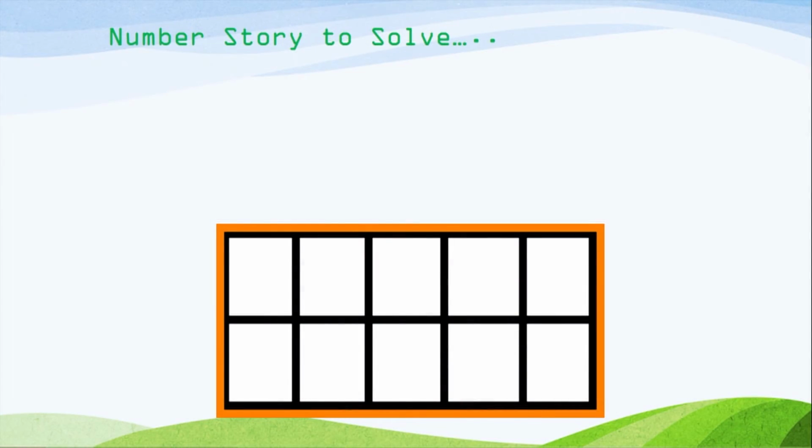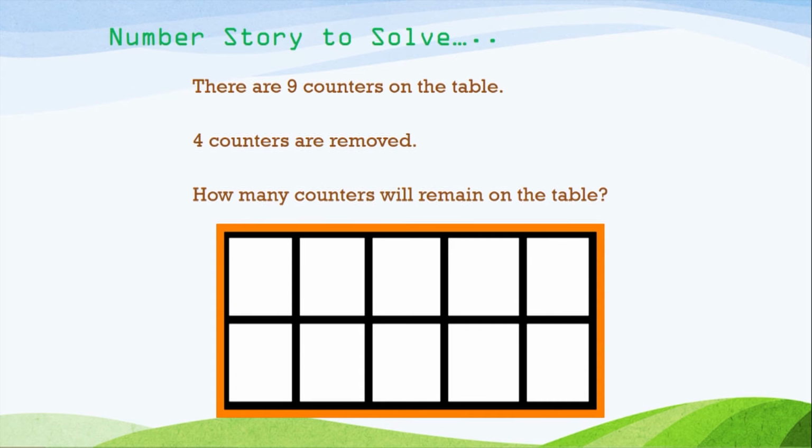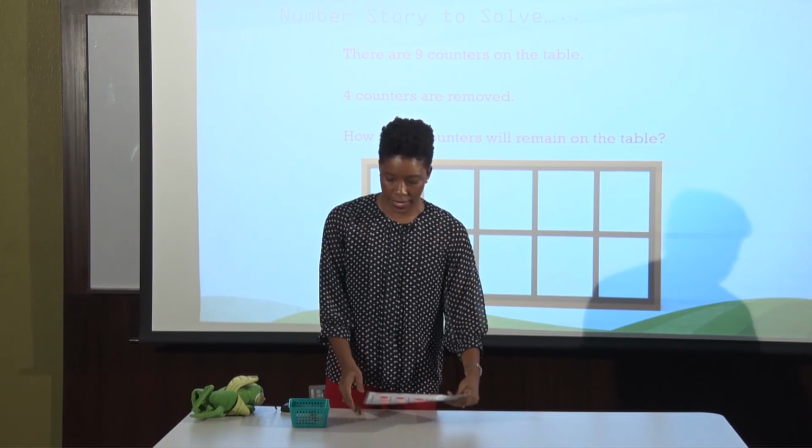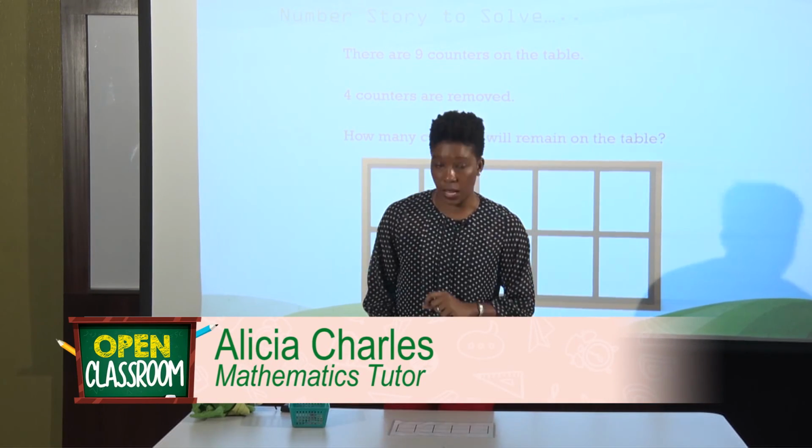I like to give you a challenge. And here's one. It's not difficult, so don't worry. Here's our number story. We already have our 10 frame up. There are 9 counters on the table. 4 counters are removed. How many counters will remain on the table? Well, let's get to our table. We have our 10 frame and we are going to place our counters.